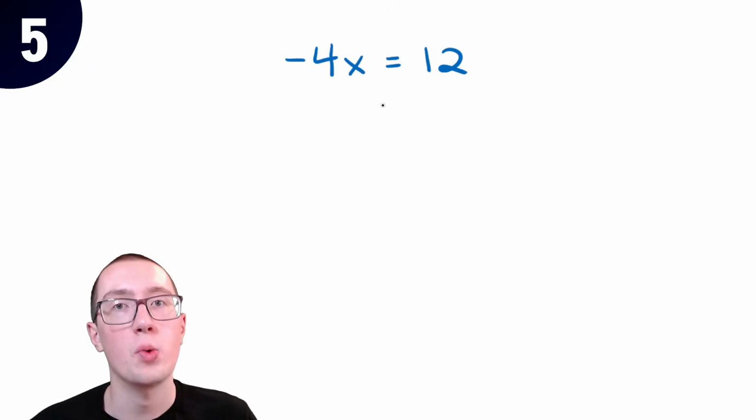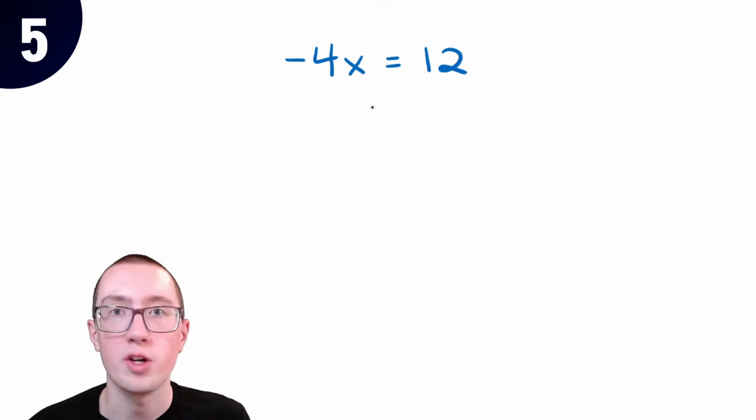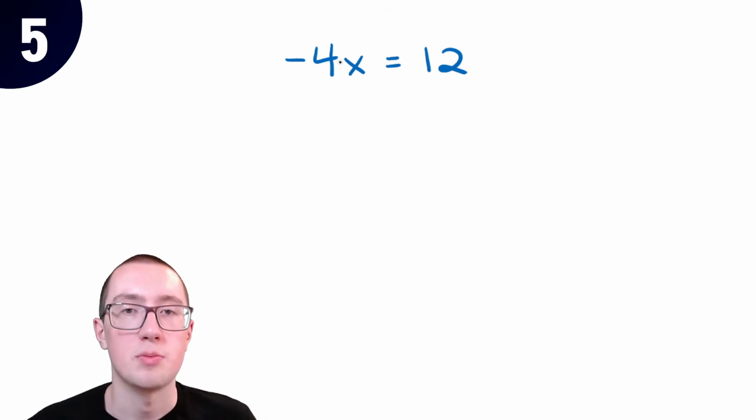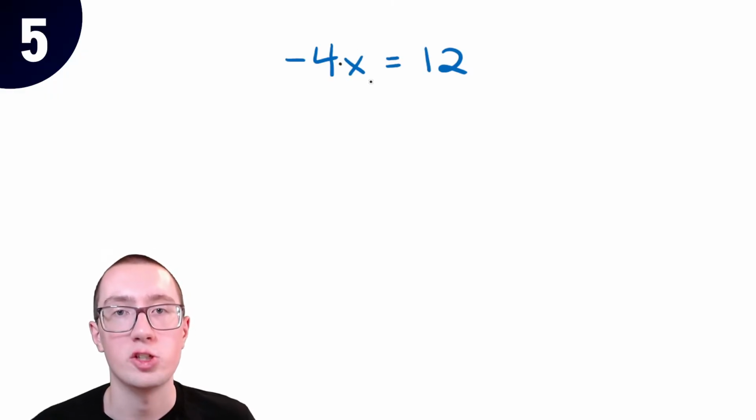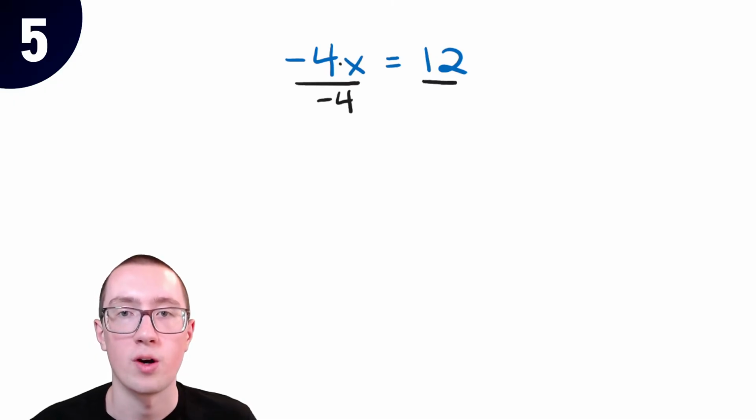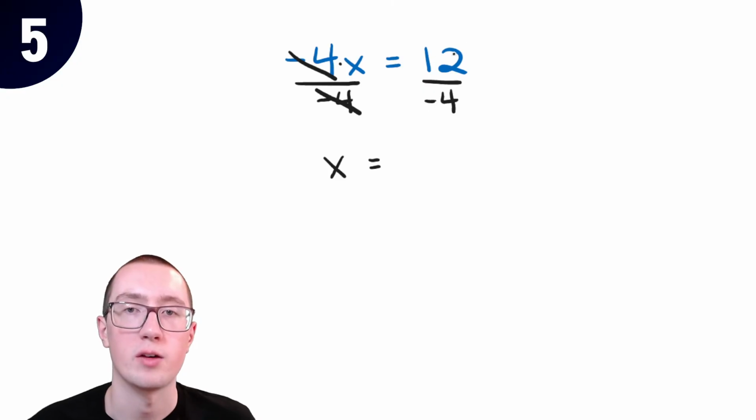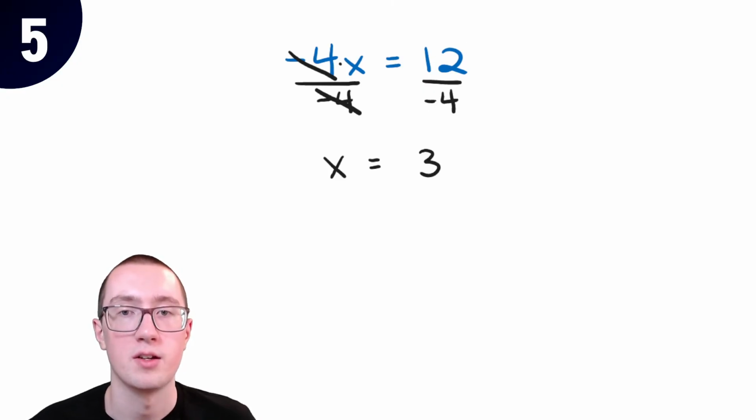But the equation will always stay true as long as you do things to both sides of the equation. If you do something to both sides of the equation, it doesn't matter what you do, you can do whatever you want. So because this negative 4 is being multiplied, I'm going to do the opposite of multiplication, which is division. If I divide both sides by negative 4, then I'm going to get x by itself. So these negative 4s cancel out. And on the left side, we're just going to have x. And on the right side, we have 12 divided by 4, which is 3. And we have one minus sign, so the minus sign stays.